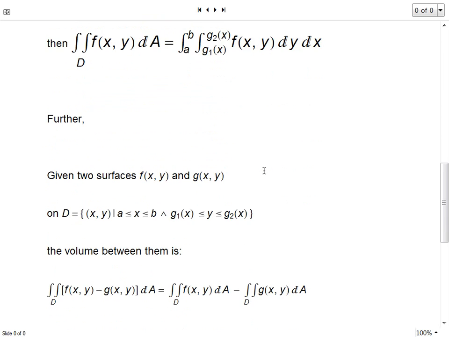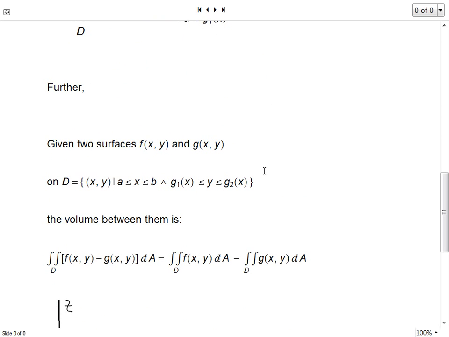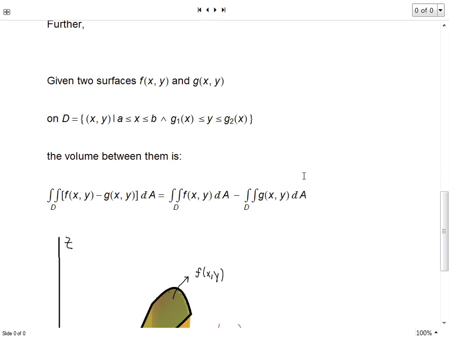Further, if we're given two functions, like at the end of the last section, one on top, one on bottom, then the volume between them over a type 1 region is just the difference of the two. It's just the difference, so nothing new there. The only thing that's new is that these double integrals over D both look like what we had up there, where you have to do the outside a, b, the inside is the functions.